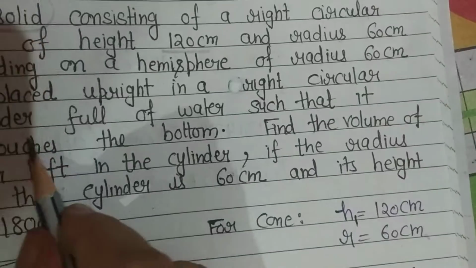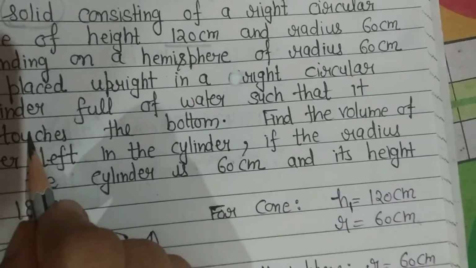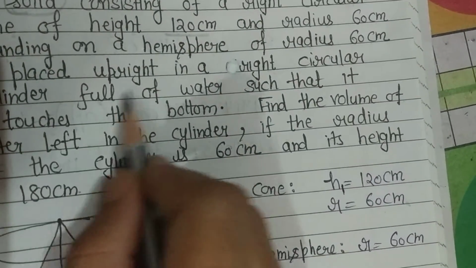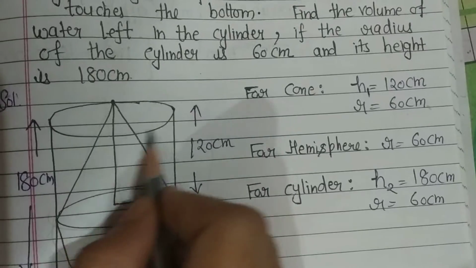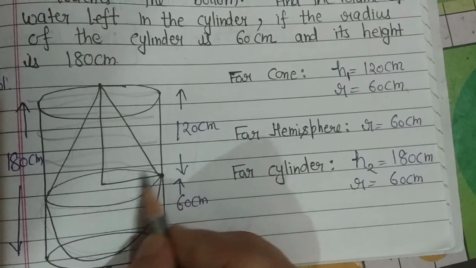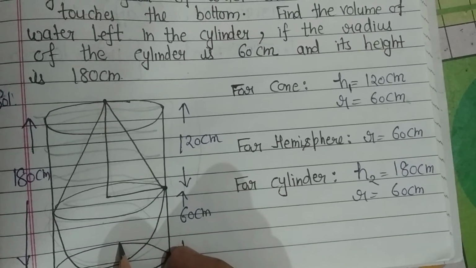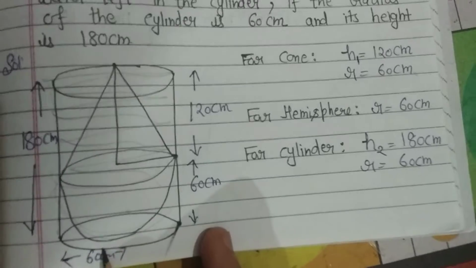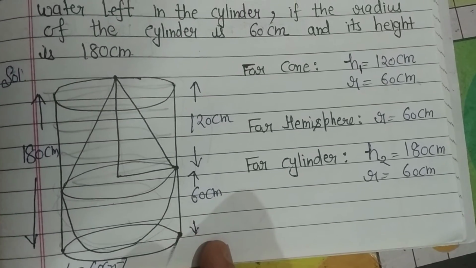Next, that is placed in a right circular cylinder that is full of water, and this is a cylinder, and this is full of water. Now, according to the statement, its height is 180 cm and its radius is 60 cm.